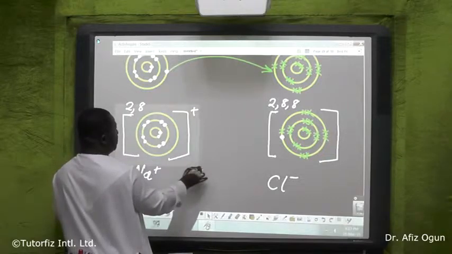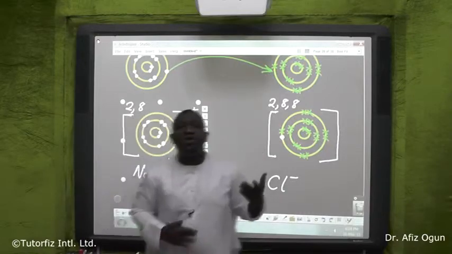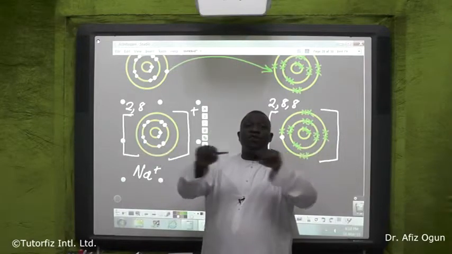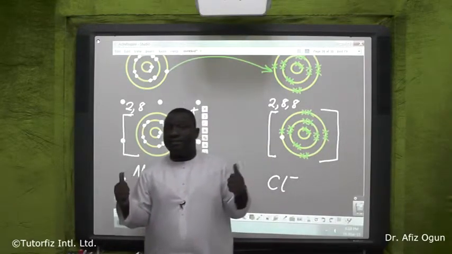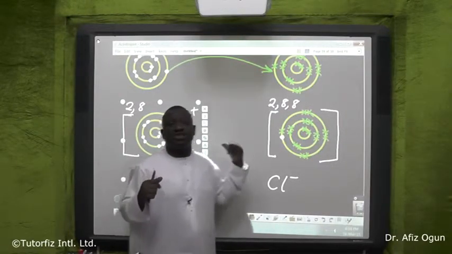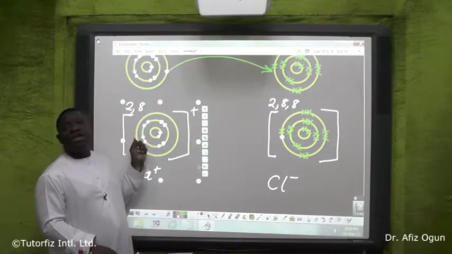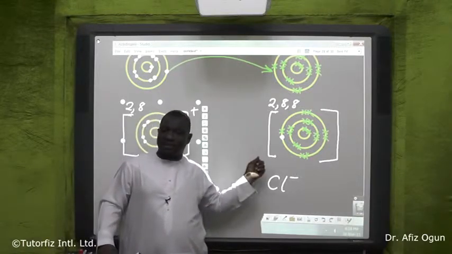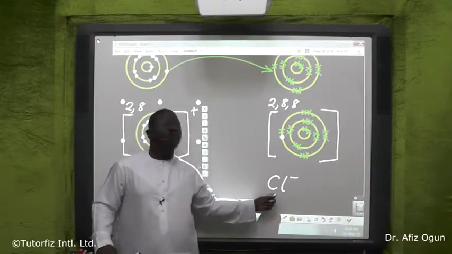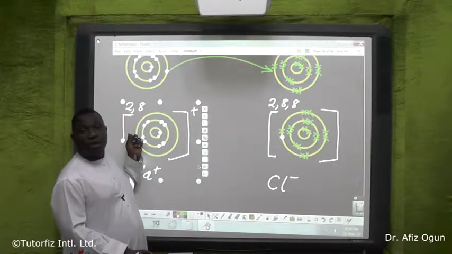The two of them, because this is positive and this is negative, and you know from the law of electrostatics that opposites always attract, just like the man was attracted to the woman. When an atom loses an electron, it becomes positively charged. When an atom gains an electron, it becomes negatively charged. Chlorine has gained an electron, so it is called chloride ion. And sodium has lost an electron, so it is called sodium ion.